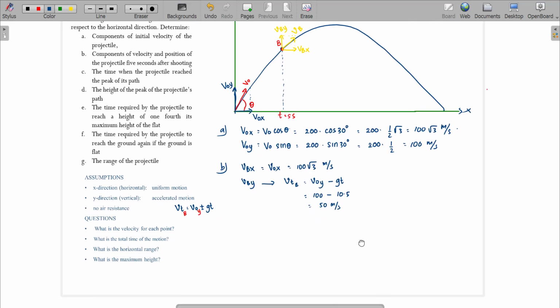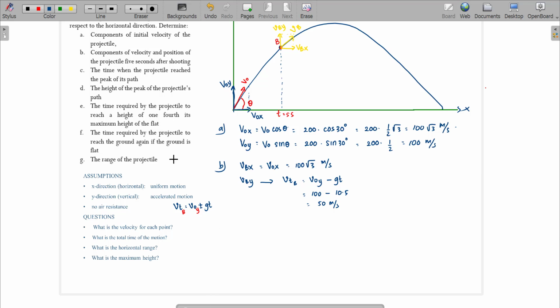And after that, you have the result for the components of velocity. V in the x-axis is 100 root 3 and in the y-axis is 50 meters per second. So how much is B? How much is B?